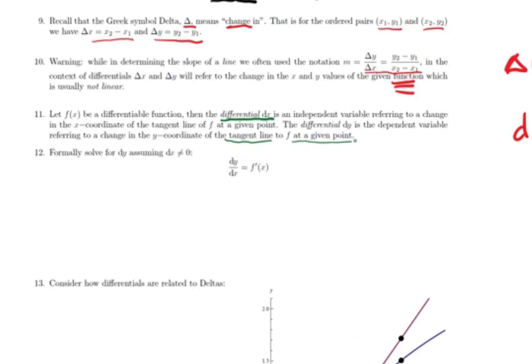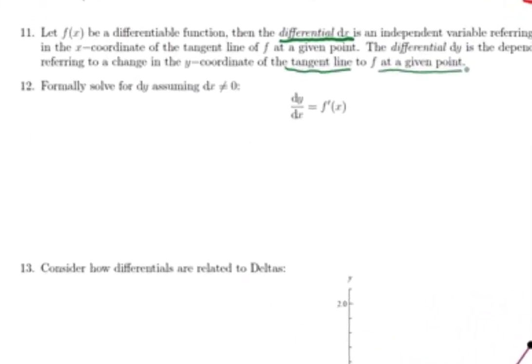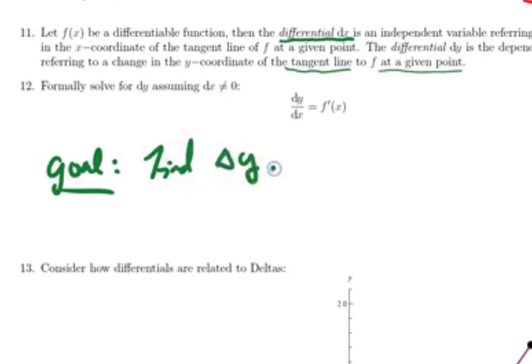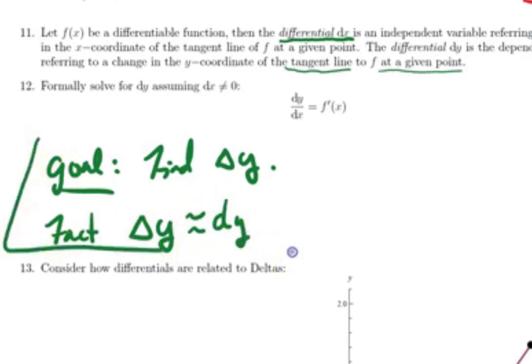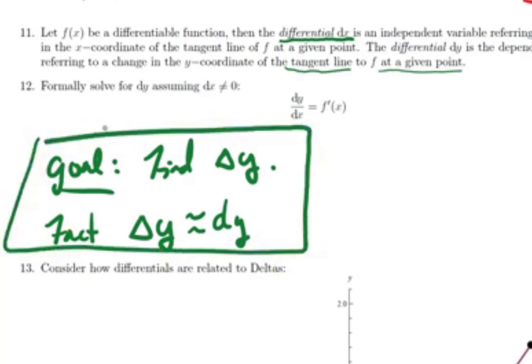But before I do so, I want to show you basically what our approximation is. So our goal is to find delta y. We're going to use the fact that delta y can be approximated by differential y. That is the big idea with differentials.